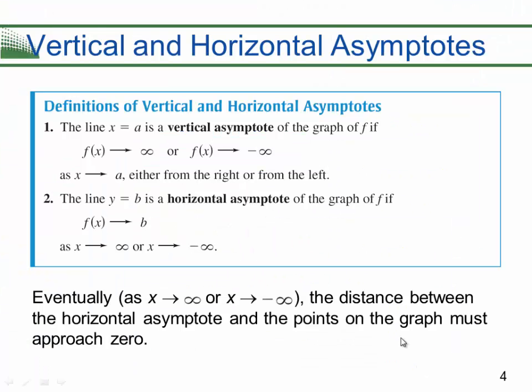All right, so to summarize this information, when you have vertical and horizontal asymptotes, the line x equals a is going to be our vertical asymptote. Basically, that's when the y value goes to infinity or negative infinity as x approaches that value. And the line y equals b is going to be our horizontal asymptote. So y equals a number is always our horizontal line, and y is going to approach that number, whatever that number is, as x goes to infinity or negative infinity.